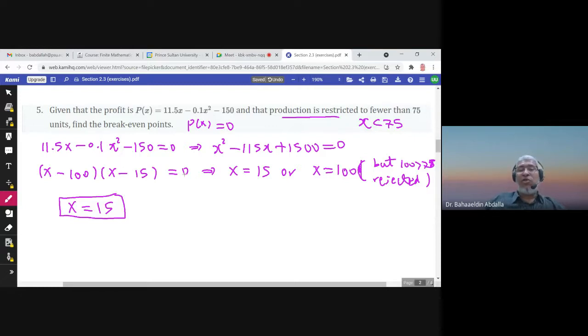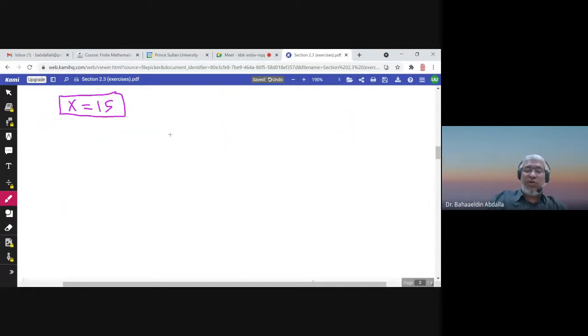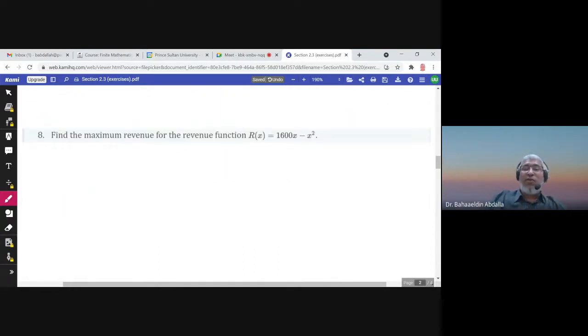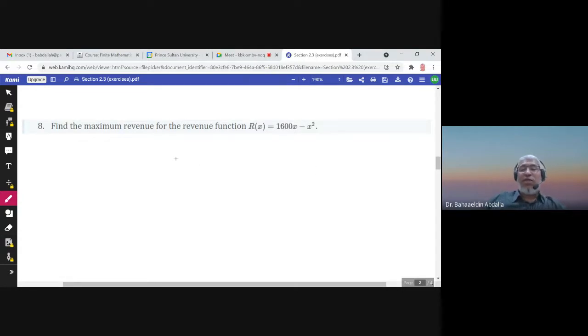We don't have here the cost or the revenue function to find the y coordinate. If you replace x in the profit function by 15, you will get 0 because this is the zero of the profit function. Find the maximum revenue for the revenue function. So we said that to find the maximum revenue, we must have a quadratic equation in which a is negative. Well, a here is negative 1. A is the coefficient of x squared, and b, the coefficient of x, is 1,600. And the maximum revenue would be the k, the y coordinate of the vertex.